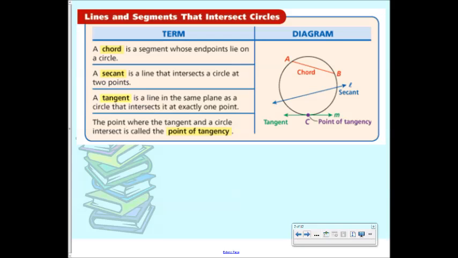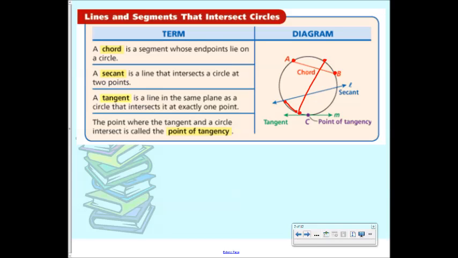Endpoints lie on the circle. So right here, we'd have an endpoint at A, and we'd have an endpoint at B. So that's called a chord. And it can go anywhere, all right? It can go through the middle. It could go right here. This could be a really small chord. It could go right here. That would be a larger chord. But those are all chords.